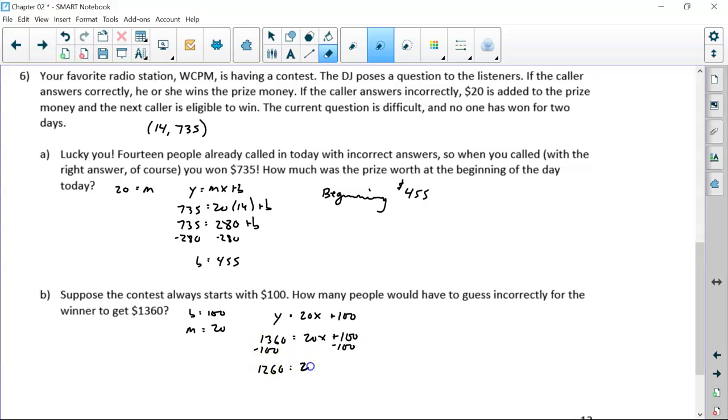1260 equals 20x. Divide both sides by 20. X equals 63. You would need 63 people to get that prize up to $1,360 in the prize bin. Let's do a few more on the next page.